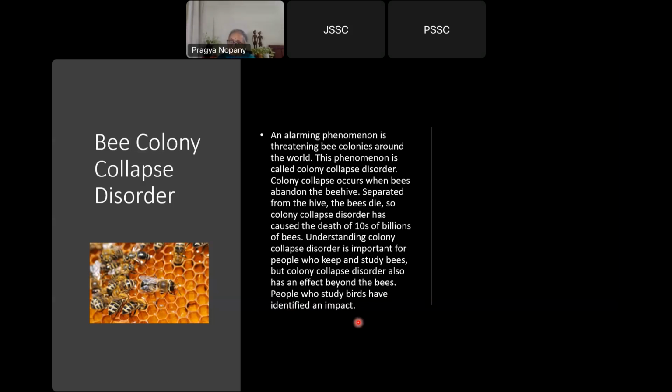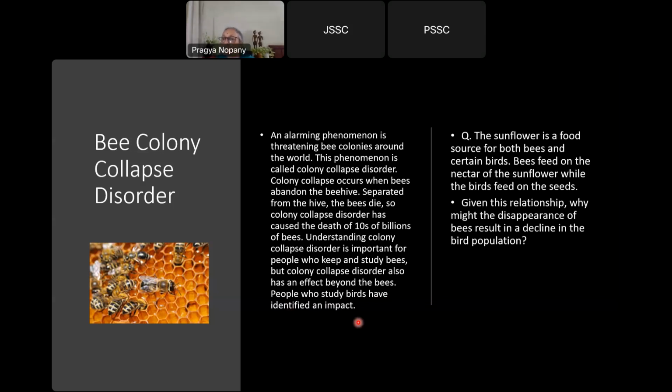So, this is the situation given. Now, the question is, the sunflower is a food source for both bees and certain birds. Bees feed on the nectar of the sunflower, while the birds feed on the seeds. Given this relationship, why might the disappearance of bees result in a decline in the bird population?